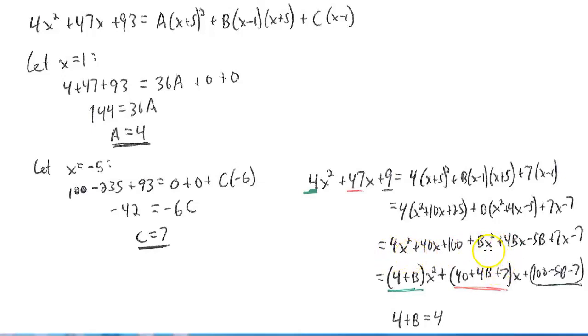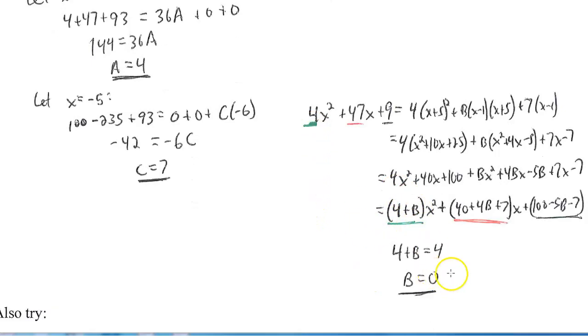We combine our x squared terms. So we have a 4x squared and a bx squared. So that's 4 plus b, times x squared. We can combine our x's. We can combine our constants. This is what we get. And then we line things up. So we end up with 4 plus b equals 4. So b is 0.